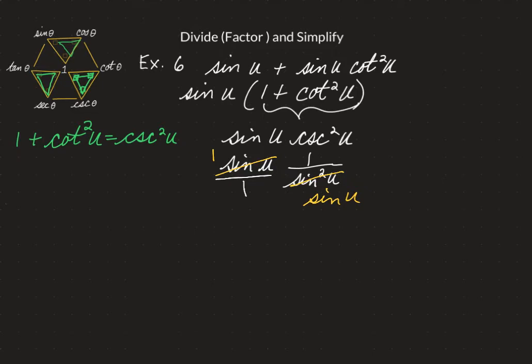So our final answer, we have 1 over the sine of u. Let's simplify further. The reciprocal of the sine of u is the cosecant of u. Now we are finished with this example. So we have multiplied and simplified, we have factored or divided and simplified.